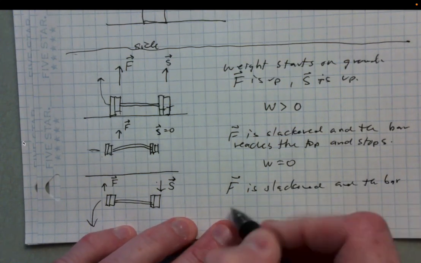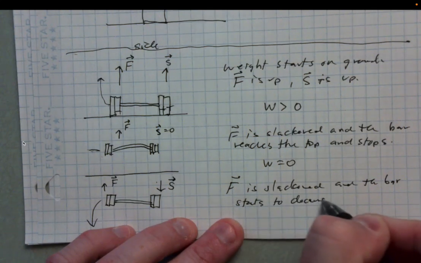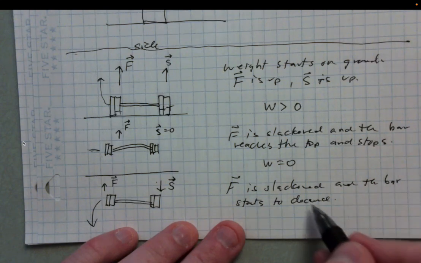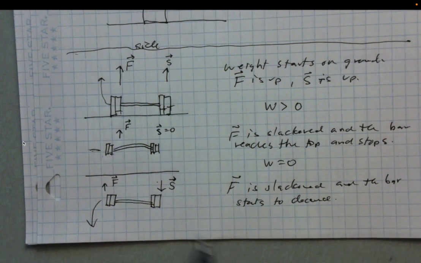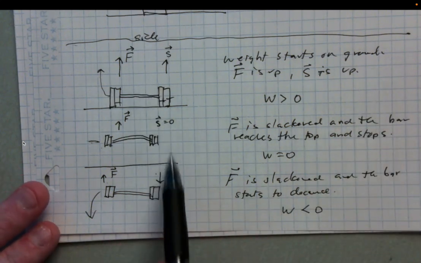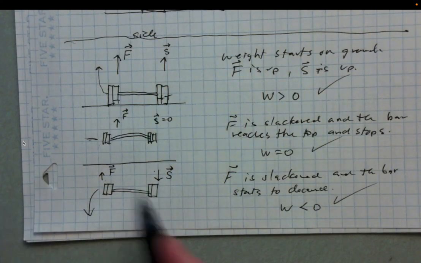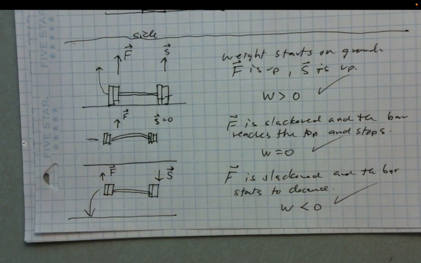So here, force is slackened, and the bar starts to descend. Right? It's heading down. And so what's my work look like there? Well, my force is opposite the displacement, and so my work is negative. Okay, so in the motion of lifting a bar and then setting it down, the work starts out positive, it becomes 0, and then it goes negative. Does that make sense? Hopefully that makes sense. It's a nice example of how work is kind of fluid, and it depends on the displacement and the force and the direction of those two things.